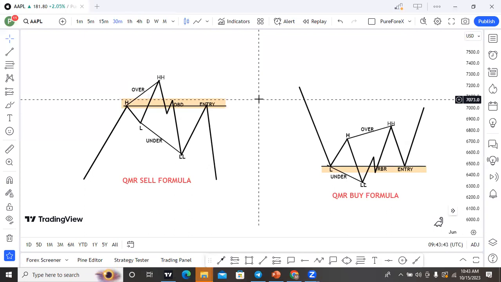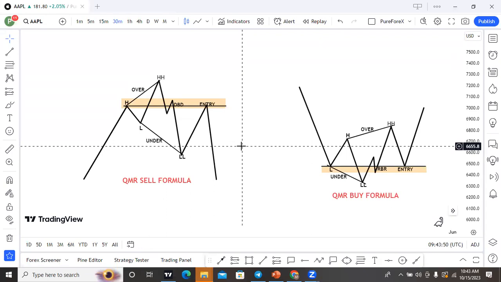In this video, I'm going to teach you the third fantastic file setup called Quasimodo Reversal, QMR. Quasimodo Reversal is also called over and under patterns. It is an advanced price action trading concept in the trading industry. It is a reversal pattern that is created after a significant obvious trend. When a series of higher highs, higher lows, or lower highs, lower lows is interrupted, a QMR pattern is created.